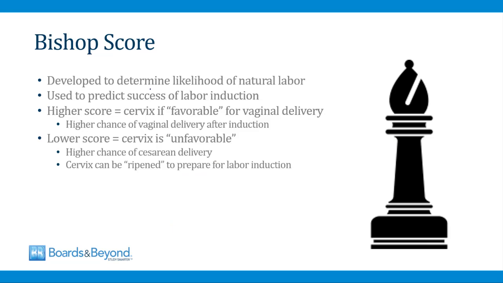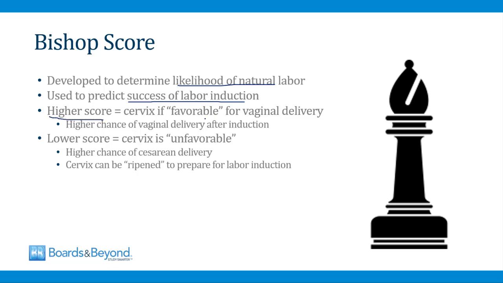The Bishop score was originally developed to determine the likelihood of natural labor. A woman with a high Bishop score was thought to be very likely to enter labor and have a vaginal delivery. In modern clinical practice, it's usually used to predict the success of labor induction. So if you're considering inducing a woman with oxytocin, you want to know what the Bishop score is first.